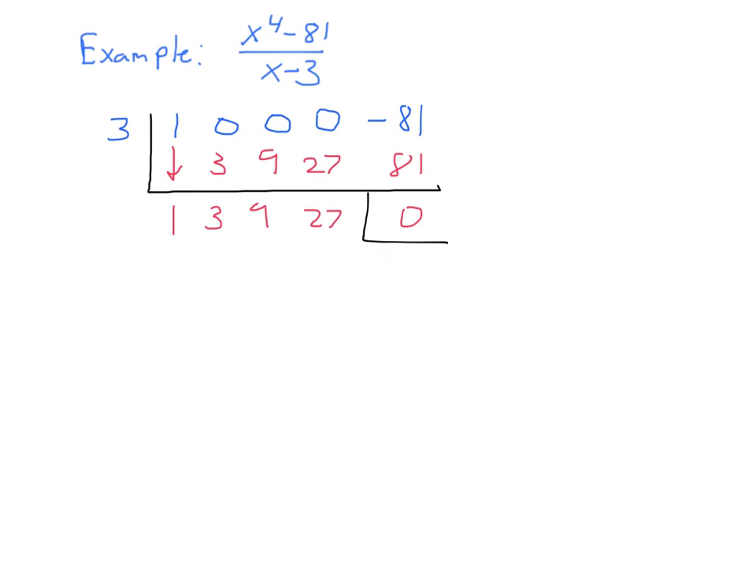So in this case, we have another instance where the divisor went into the dividend evenly. So we know that our quotient polynomial is going to be x cubed plus 3x squared plus 9x plus 27. And that is a factor of x to the fourth minus 81, as well as x minus 3. Our final answer on this one is just that polynomial because our remainder came out to be 0.